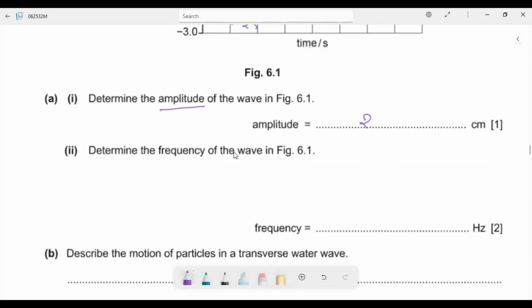So how can we find the frequency? Frequency is equal to 1 divided by time period. So it is 1 by 0.2 seconds, which is equal to 5 hertz.